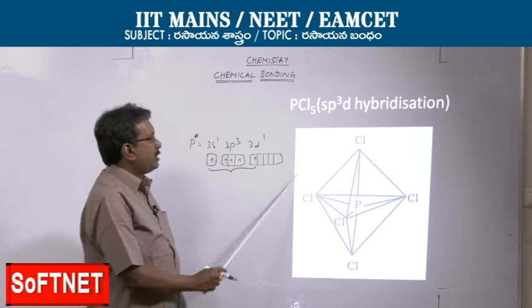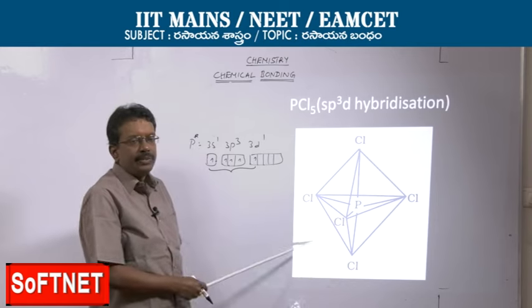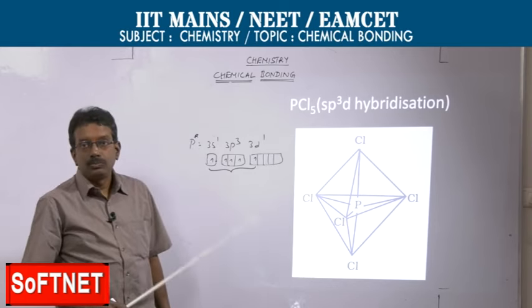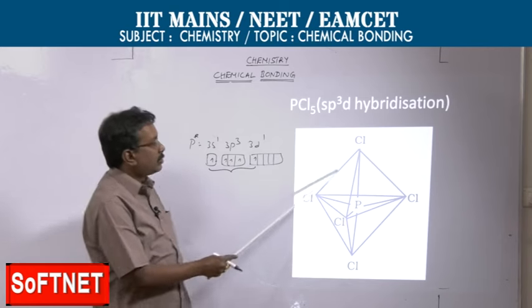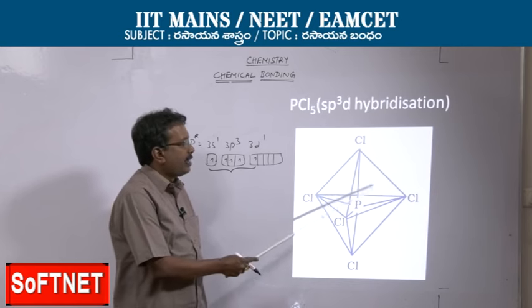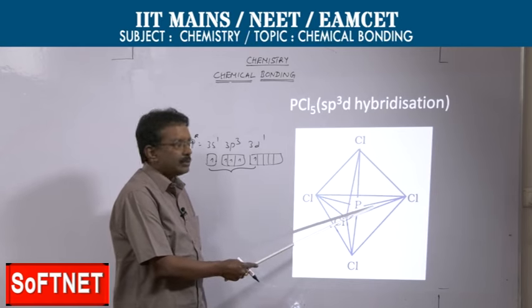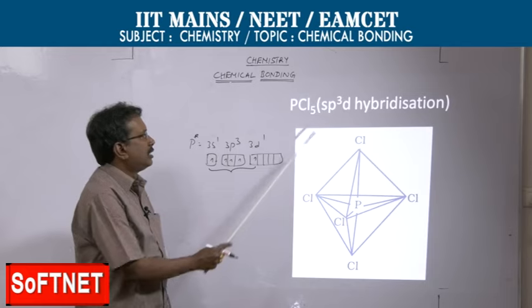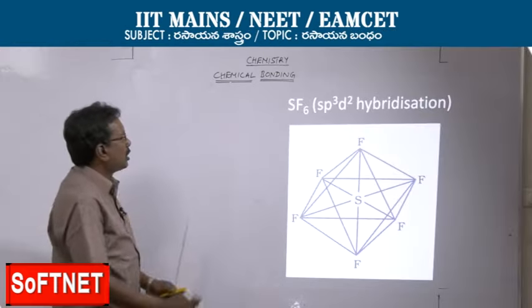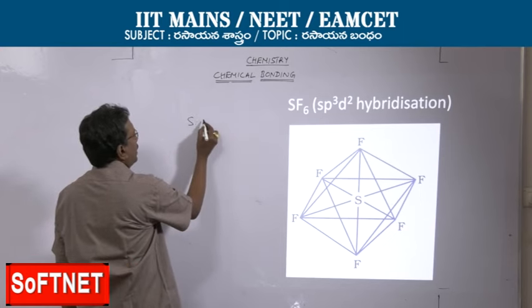That's why if this PCl5 molecule is heated, it gives 2 species. One is PCl3, another one is Cl2. What type of Cl2 is it? That Cl2 comes from the axial chlorines, which are slightly weaker than these bonds. So this is the example for sp3d hybridization.